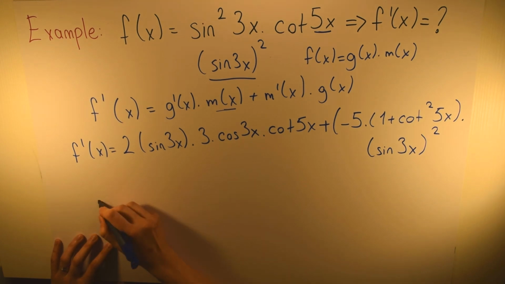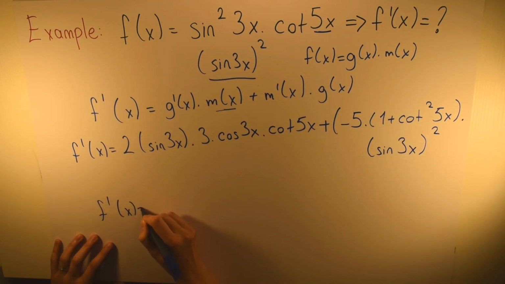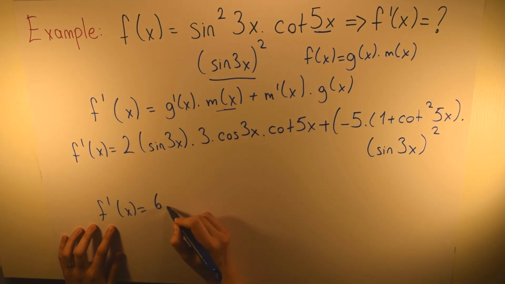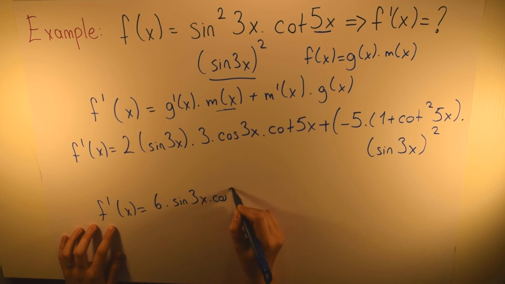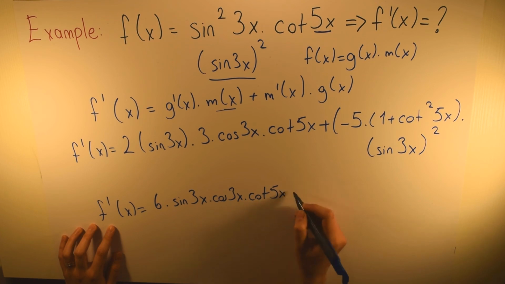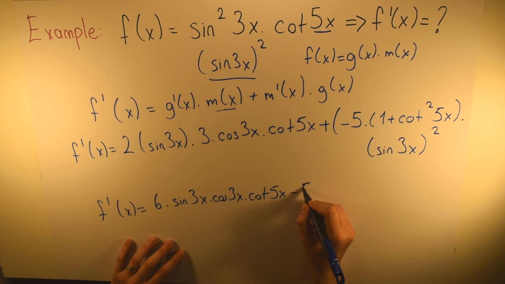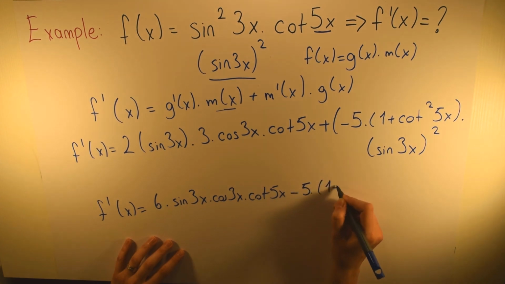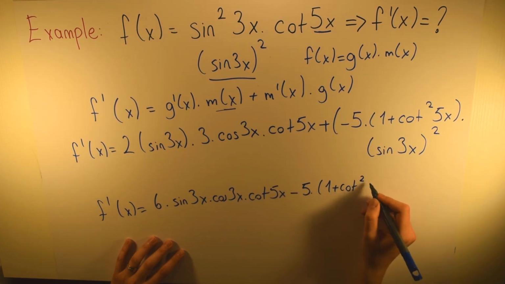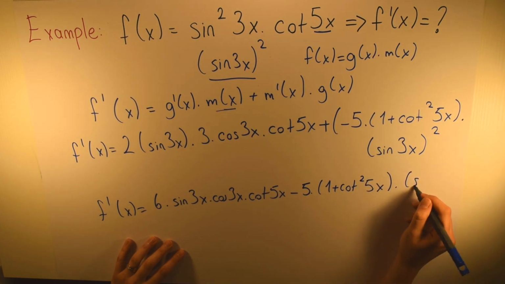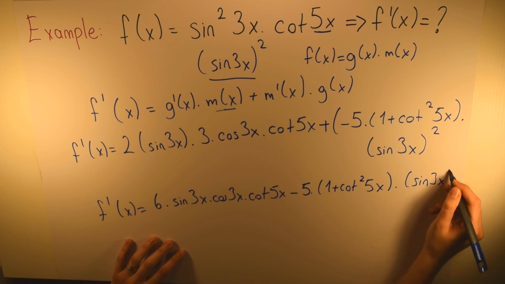So let's rewrite this again. This is all equal to 2 times 3, it's 6, 6 times sine 3x times cosine 3x times cotangent 5x, minus, because it has a minus sign here, minus 5 times 1 plus cotangent square 5x, times sine 3x square.